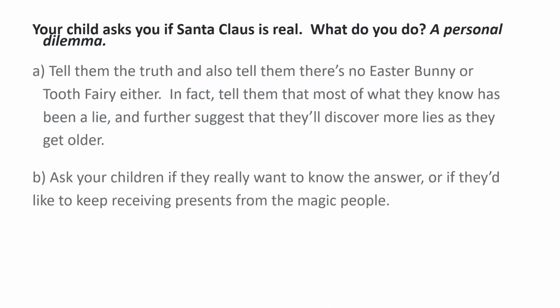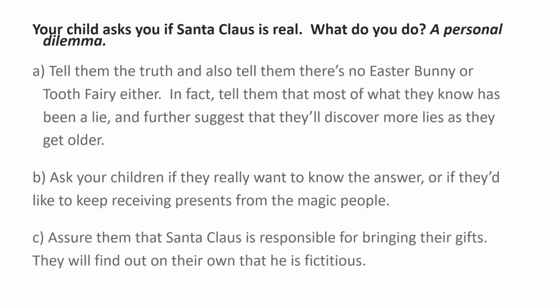So the second one is you ask your children if they really want to know the answer or if they'd like to keep receiving presents from the magic people, right? So from whatever that is, if it's not Santa Claus, maybe something else, right? So it's another option, right? And then a third option would be assure them that Santa Claus is responsible for bringing their gifts. They will find out on their own that he is fictitious.